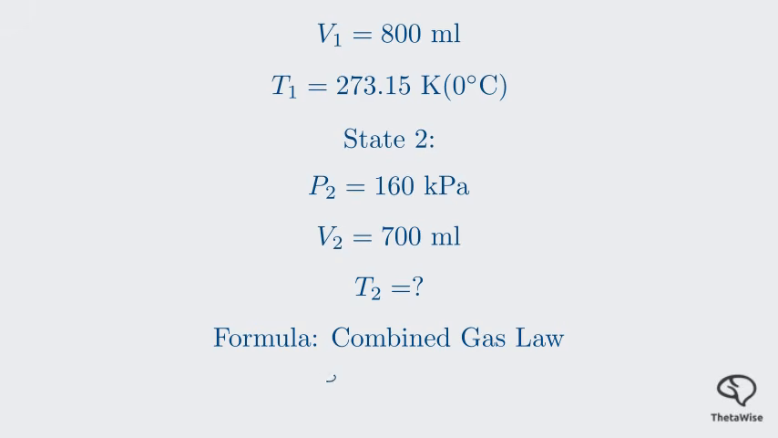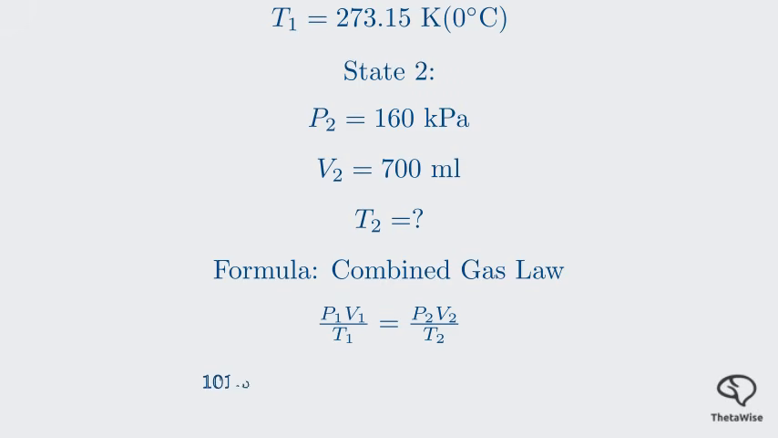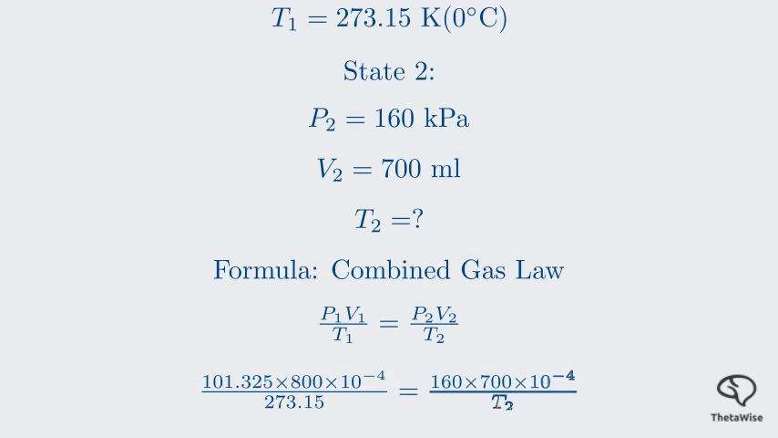Since the mass of the gas in the cylinder remains constant, we can use the combined gas law, which is a rearrangement of the ideal gas law. P1V1 over T1 equals P2V2 over T2. Now we substitute all our values into this equation. The pressures are in kilopascals on both sides, so they will cancel out. The volumes are in milliliters, which are 10 to the power of -4 cubic meters. The temperatures must be in Kelvin. Our goal is to solve for T2.